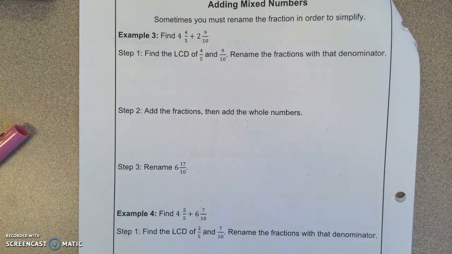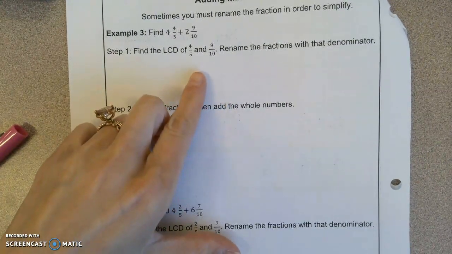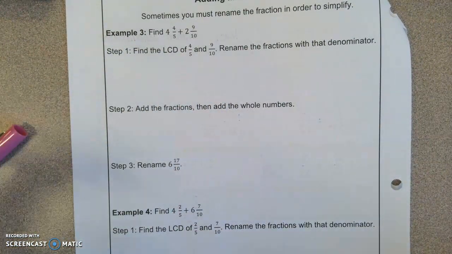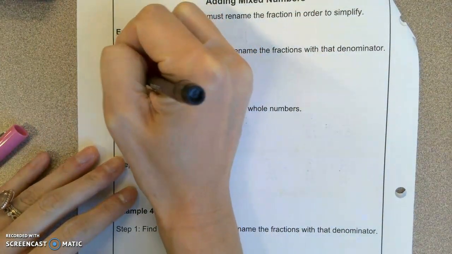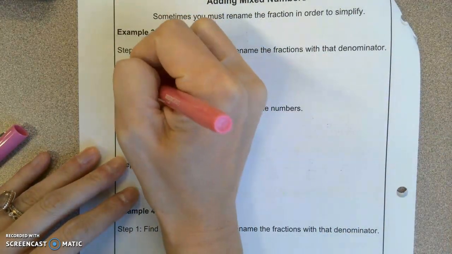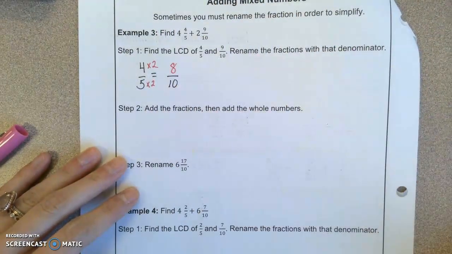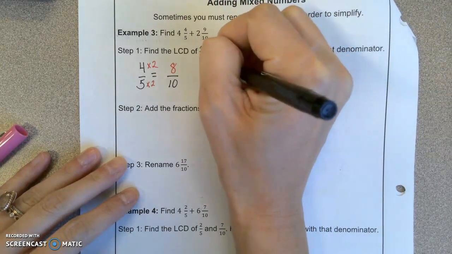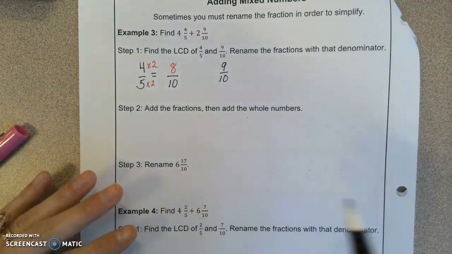So if we look at this first one, we have 4 4/5 plus 2 9/10. So we're going to start just like we did on the front, where we find our LCD, or our least common multiple of our denominators. So in this case, 4/5 and 9/10, our least common multiple of 5 and 10 would be 10. So I'm going to change 4/5 to have 10 on the bottom. So 5 times 2 gives me 10. So I'm going to do 4 times 2 up here to get 8/10. 9/10, I'm just going to leave that as 9/10 since it already has a 10 to be as efficient as possible. Step 2, add the fractions and the whole numbers.